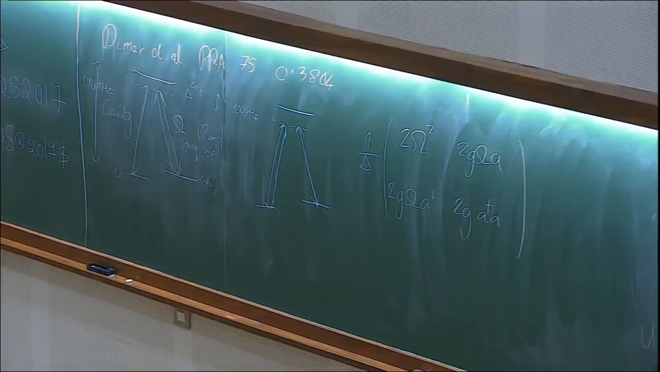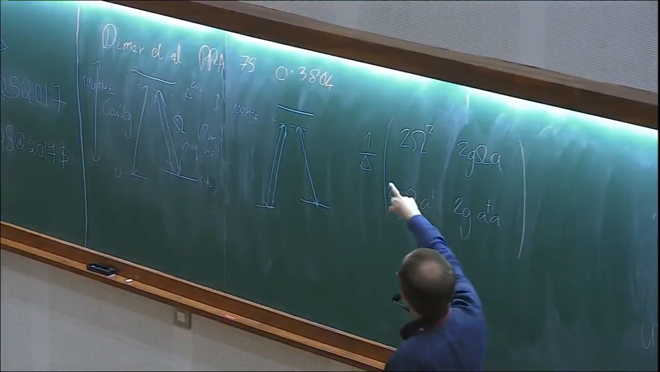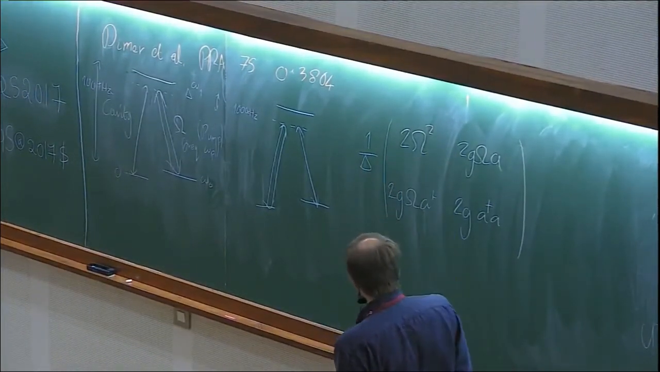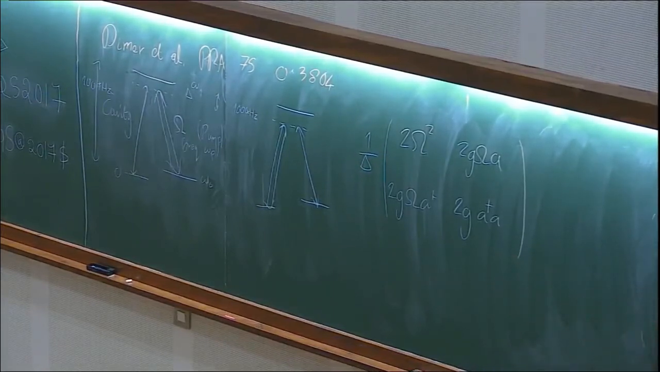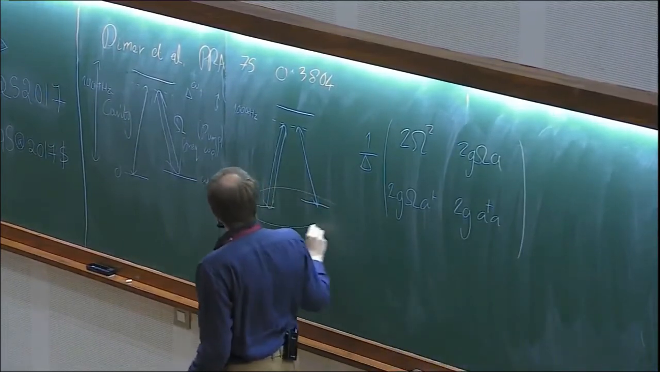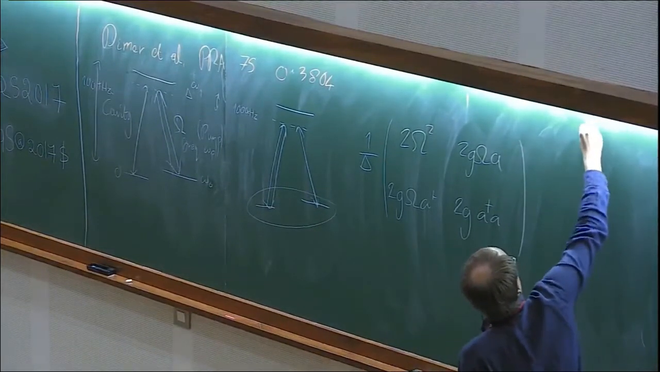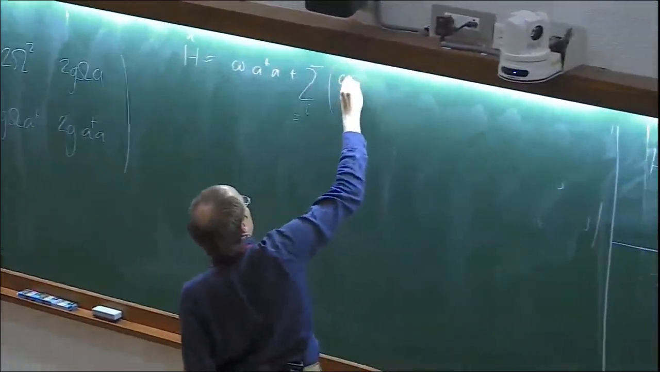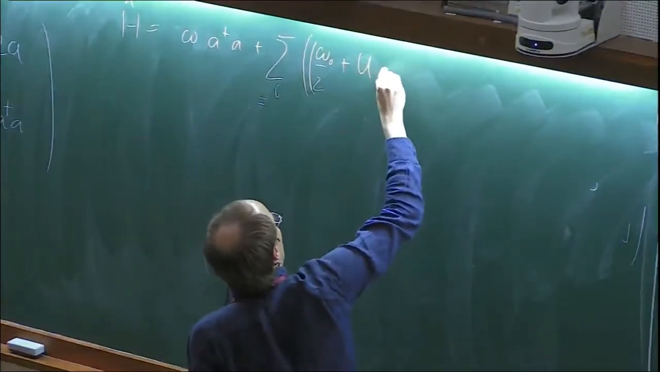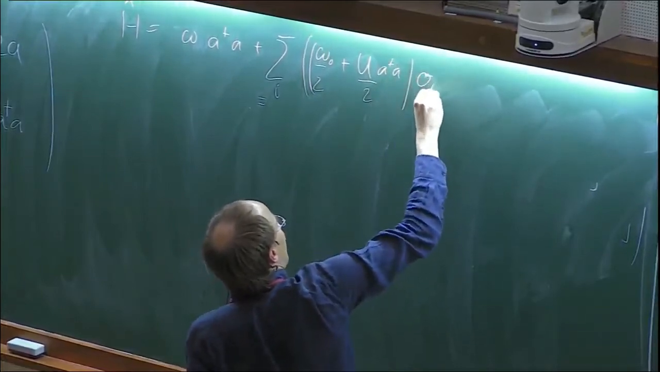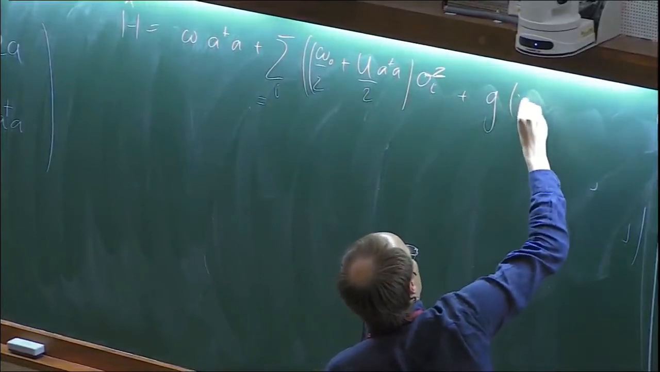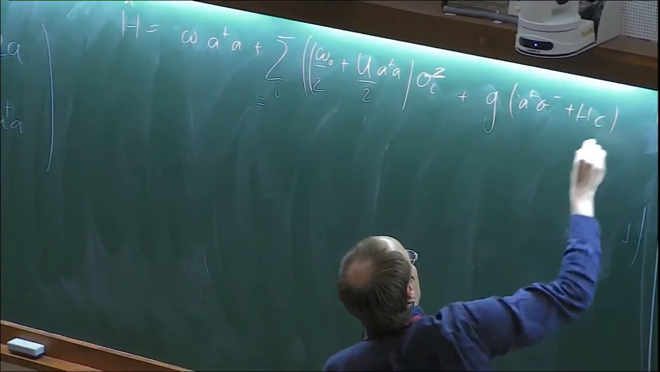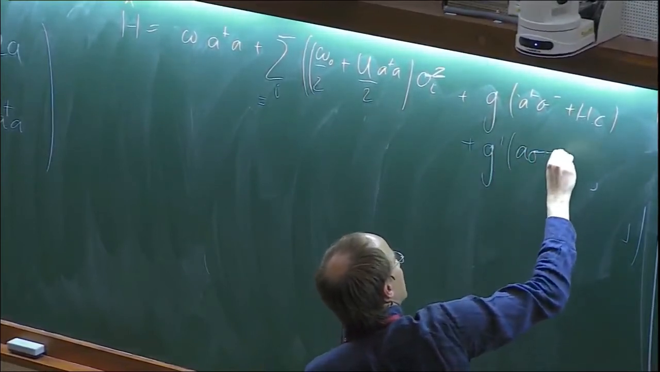And so if you put all of this together, what you also get is there can be different signs on some of these terms, and the possibility to control these all separately. So the net result is that if you have both pumps, if you have a transition from the ground state to the excited state of a two-level system that goes via either one of these routes, then you get a Dicke Hamiltonian, which will look like Omega a dagger a plus sum over atoms, Omega naught over 2, plus U a dagger a over 2 sigma_i^z, plus g a dagger sigma minus plus Hermitian conjugate, plus g prime a sigma minus plus Hermitian conjugate.